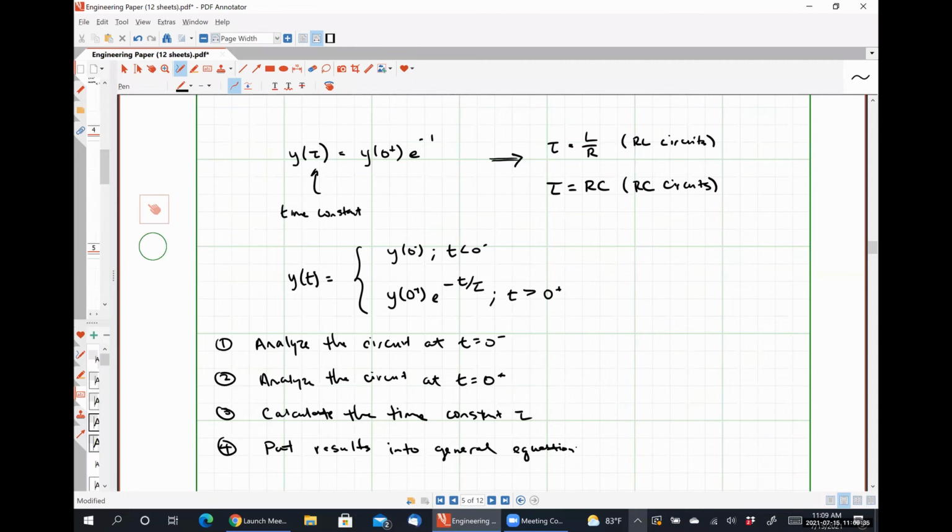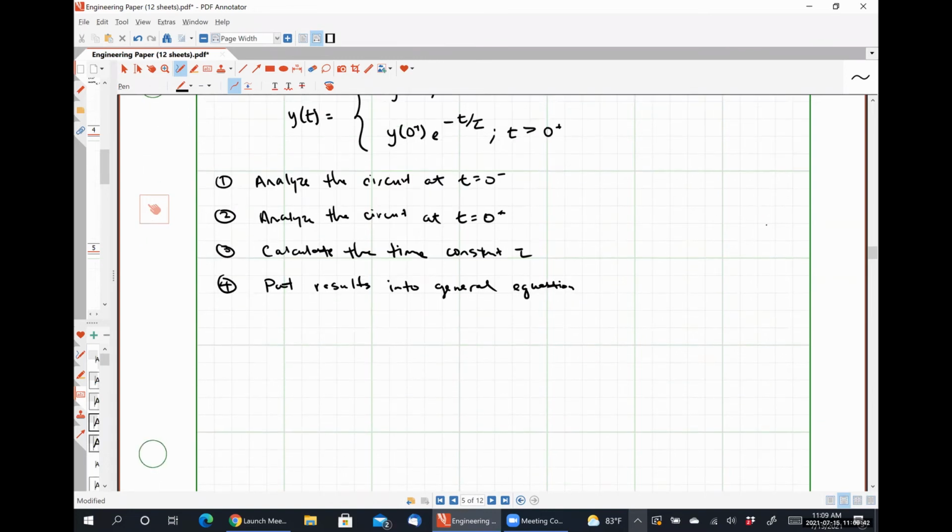I'd like to talk a little bit more about what the time constant represents, though. Okay. So we have, in general now, an expression y of t is equal to y of 0 plus e to the minus t over tau. So what tau is representative of is the rate of decay for the system. And it doesn't really care whether it's an RL system or an RC system.